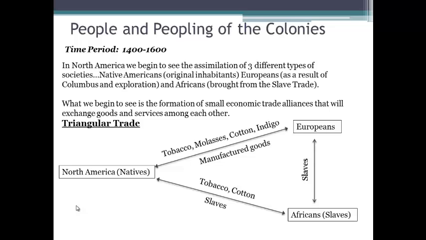And then finally, once again, we see from Africa to Europe. At this time, slaves were also being brought to Europe. And as a result, you would also see from Europe to Africa those manufactured goods, things like weapons, things like clothing that were actually produced in textile mills, would be brought to Africa as well.